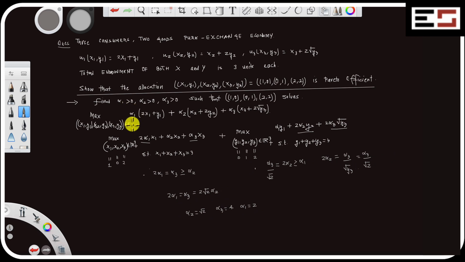If we use these alphas and maximize the weighted sum of utilities, the solution will be this allocation. And since it's a solution to a problem like this, therefore it is Pareto efficient. Okay, so that's it. That's a proof. Thank you.